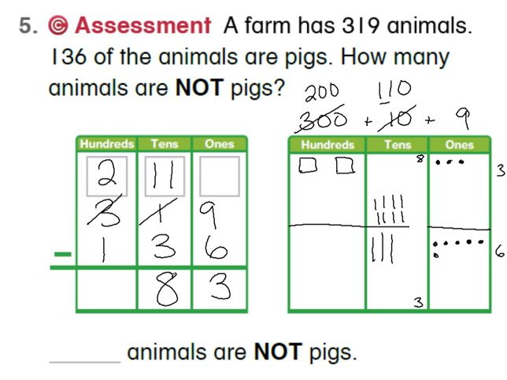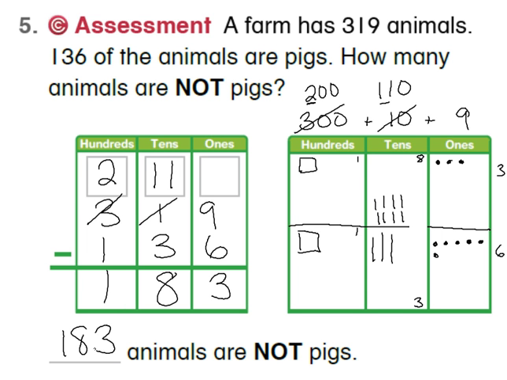And then now what I'm going to do is subtract my hundreds. All I have to do is erase 1 flat and bring it down. I did not have to regroup. So I've got 1 flat up here, 1 flat on the bottom, and that equals the 2 flats. So my solution, my difference, is 183. That's how many animals are not pigs.